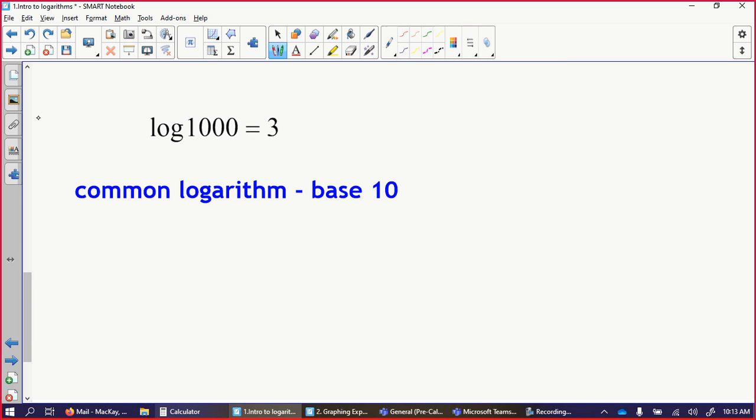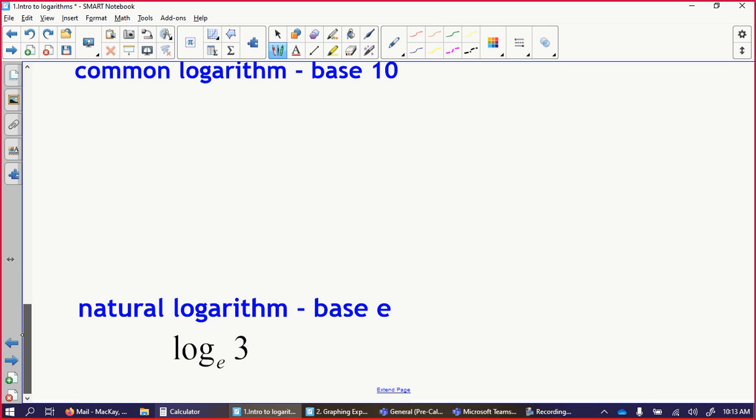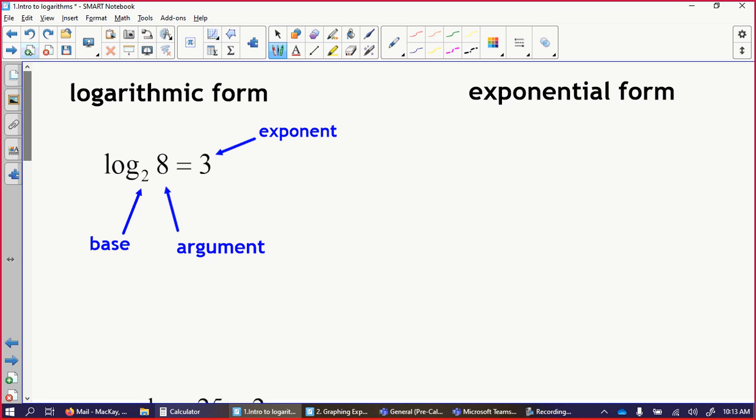I don't know why that started doing that. And we'll talk about the natural log or the natural base. So if I have log 2, 8 equals 3, we read this as log base 2 of 8 equals 3. So that's what we're doing.